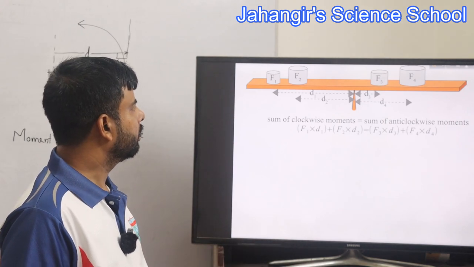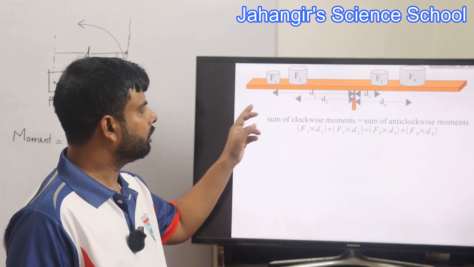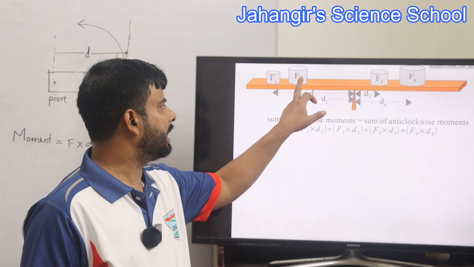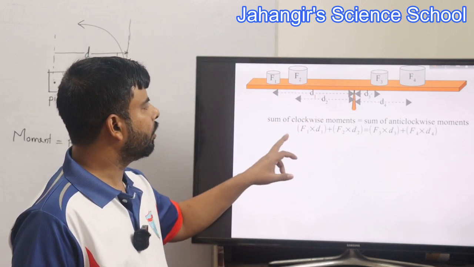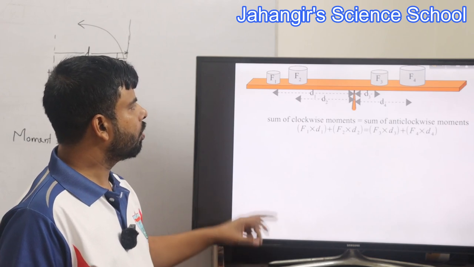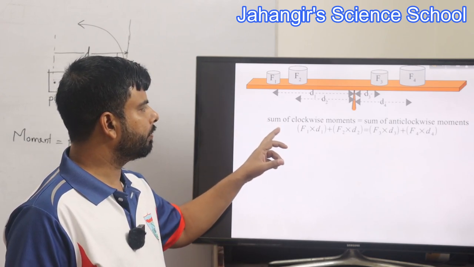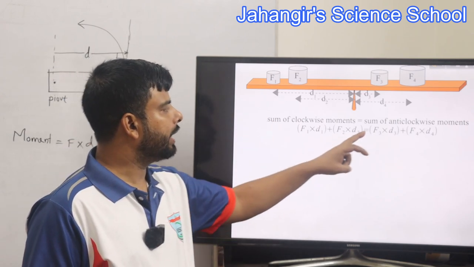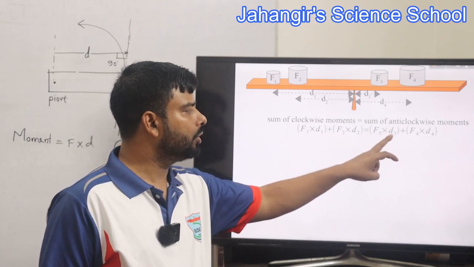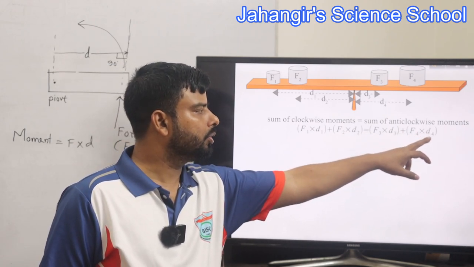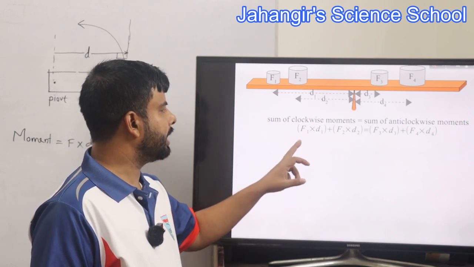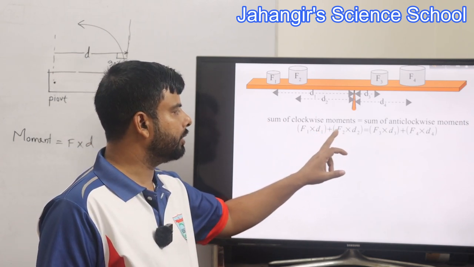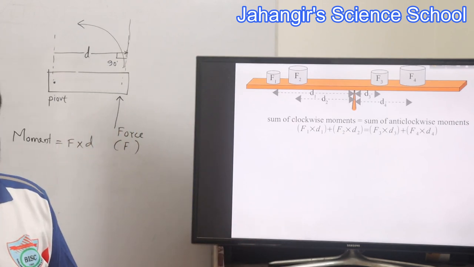On the other hand, F1 and F2 produce anti-clockwise moment. So clockwise moment will be F3 into D3 plus F4 into D4, and anti-clockwise moment is F1 into D1 plus F2 into D2.